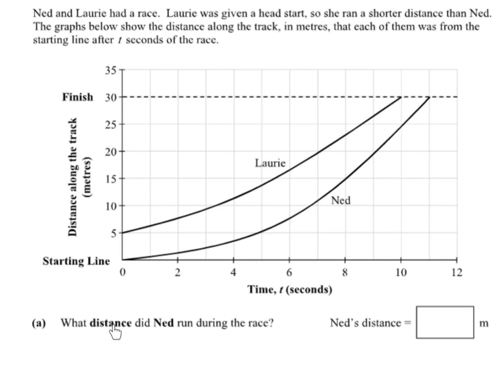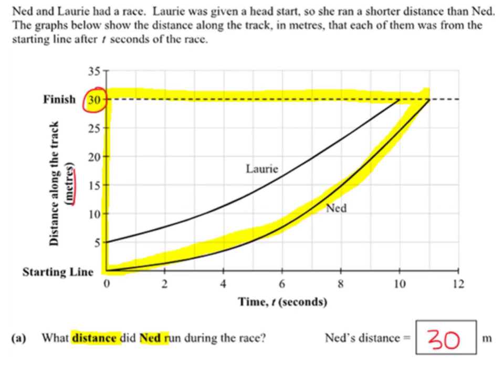Part A. What distance did Ned run during the race? So this is Ned's graph here. I've highlighted it in yellow. So he started at 0 and he stopped at 30. So from 0 to 30, there's a distance of 30 meters.